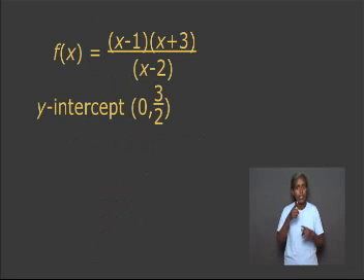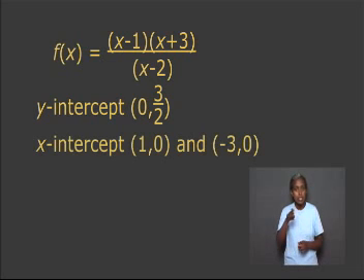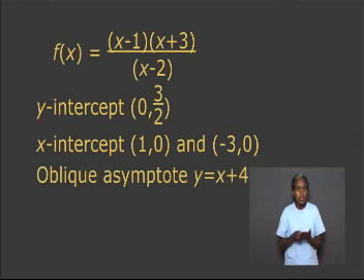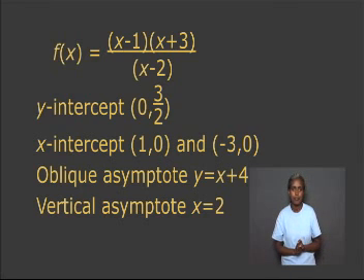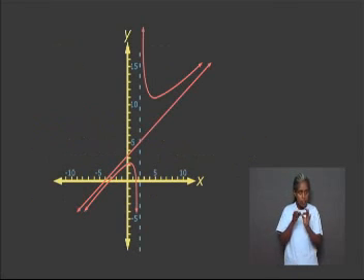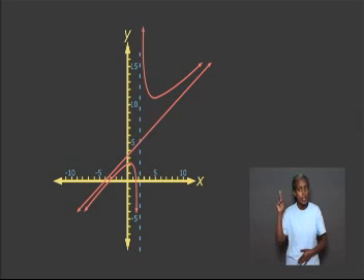The next function has y-intercepts at 0 and 3 over 2. The x-intercepts are located at (1, 0) and (-3, 0). There is an oblique asymptote at y equals x plus 4 and a vertical asymptote at x equals 2. These properties define the graph so well that we do not need to construct a table of values. Here is the graph of the function.